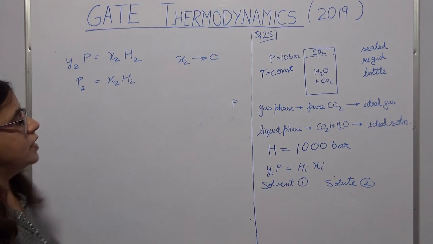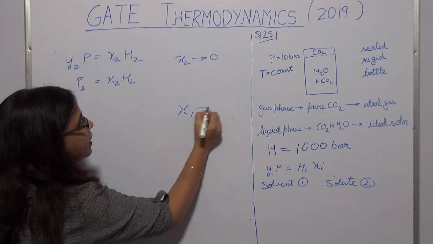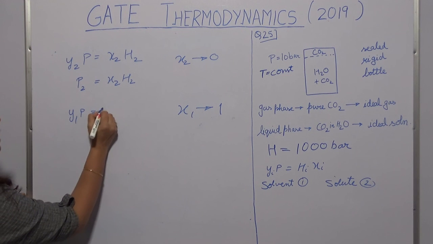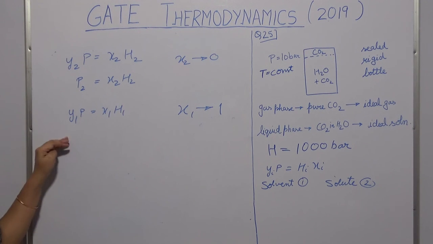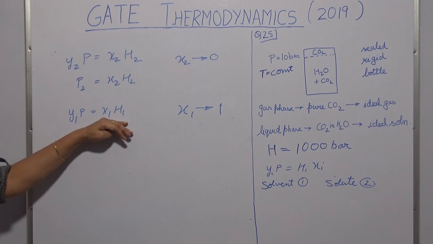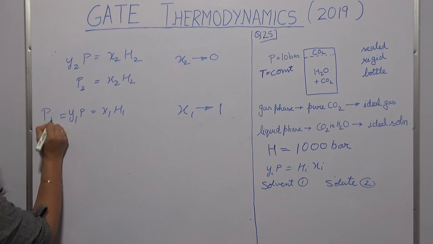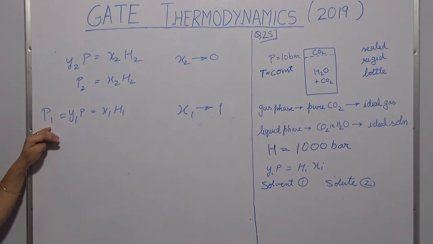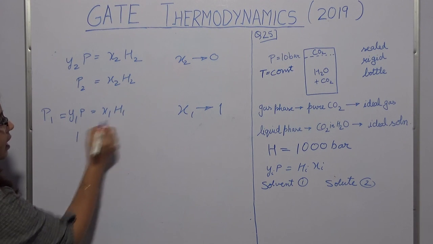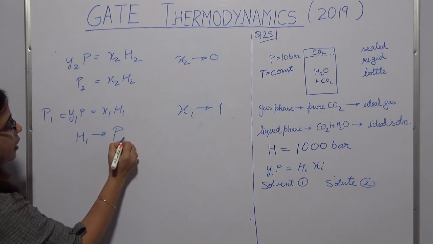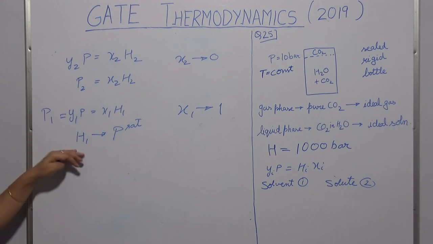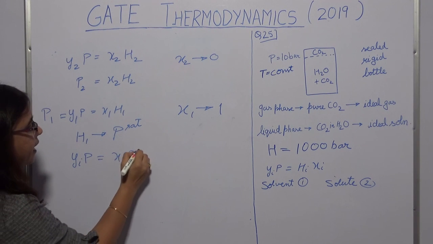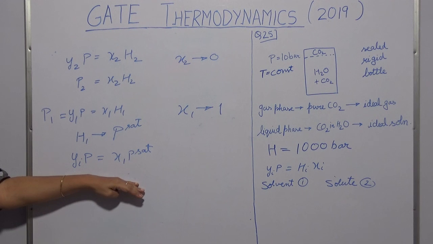I will get back to another case in which your x1 tends to 1. Now I am going to write it for component 1. How do I write? y1 P equal to x1 H1. When x1 tends to 1, what happens? This is nothing but your partial pressure. When x1 tends to 1, your partial pressure approaches your saturation pressure, right? So in that case, your H1 will approach the value of saturation pressure. If I put this value over here, what I get is y1 P equal to x1 Psat, and it is nothing but your Raoult's law.